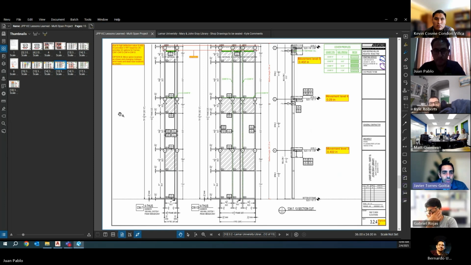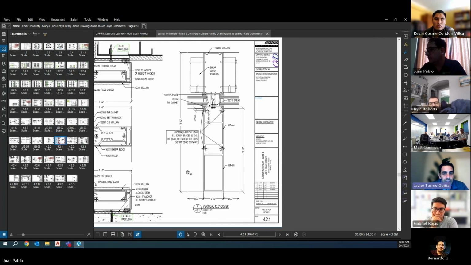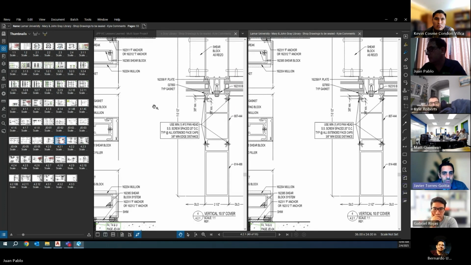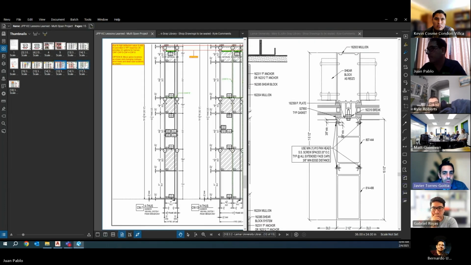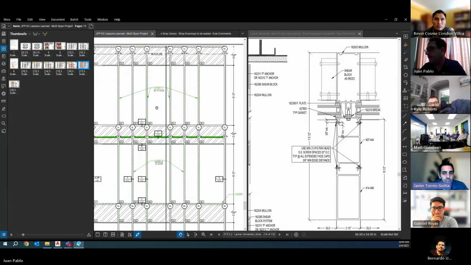So as Juan Pablo was showing the detail for the cover, we had some pretty substantial weak axis load on this moment in these mullions, and being a project close to the coastline, the wind load pressures were upwards in the... how much was the corner zone pressure?